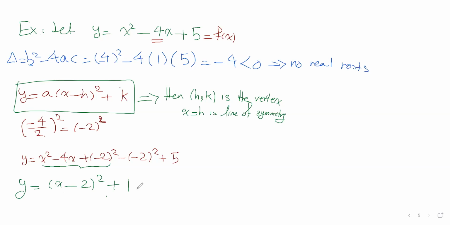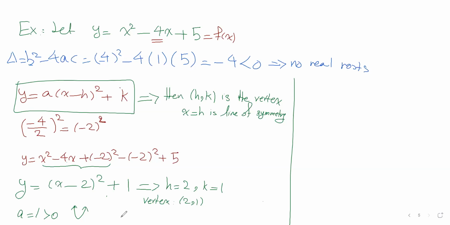So now I have it ready. From here, I can see that my h is 2 and my k is 1. In other words, my vertex is (2, 1). Your a is 1, which is positive, so I know it's a parabola opening up. Once you have the vertex, you can do everything you want. Also let's find the y-intercept by letting x equal to 0, you get 5. So (0, 5) is my y-intercept. So you have everything ready. Let's do it.